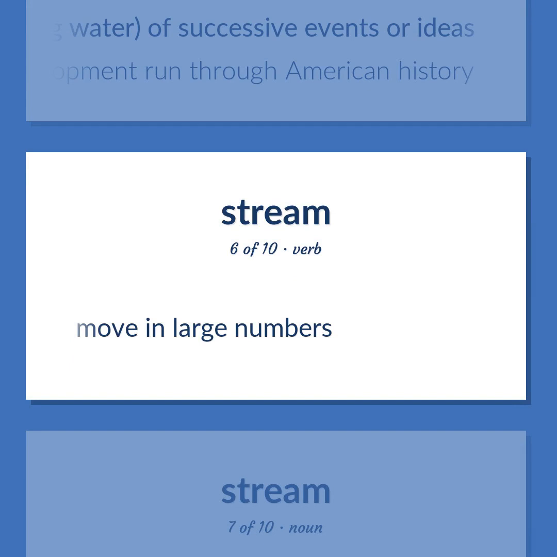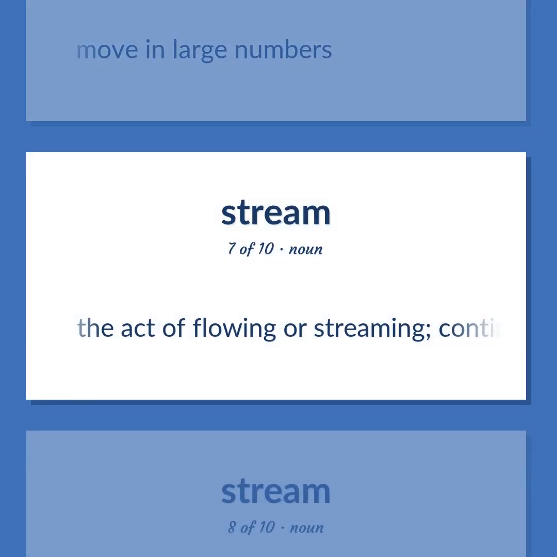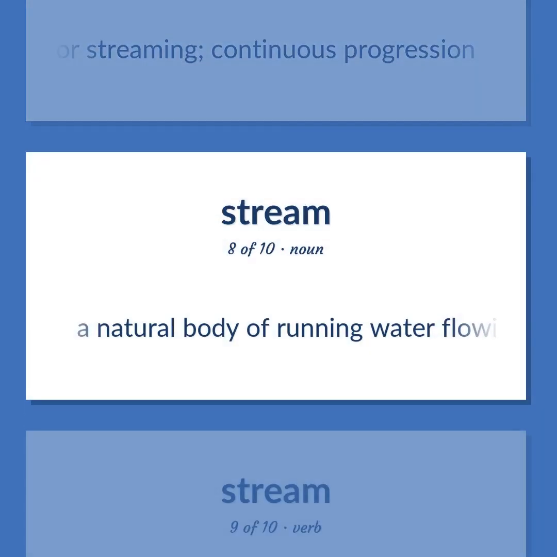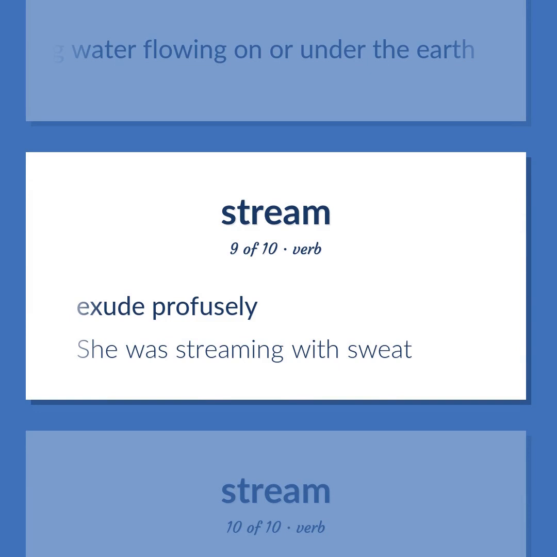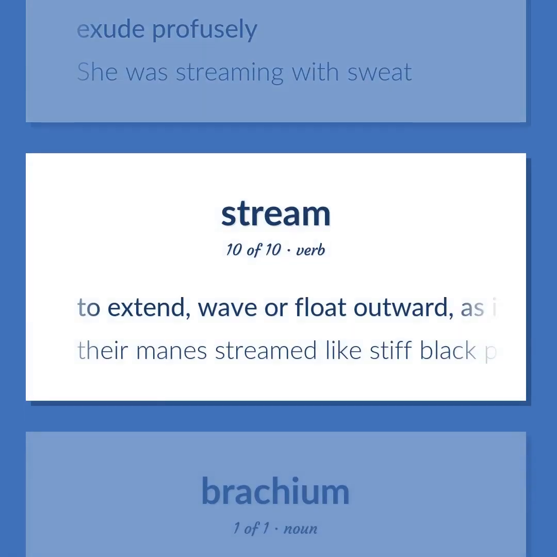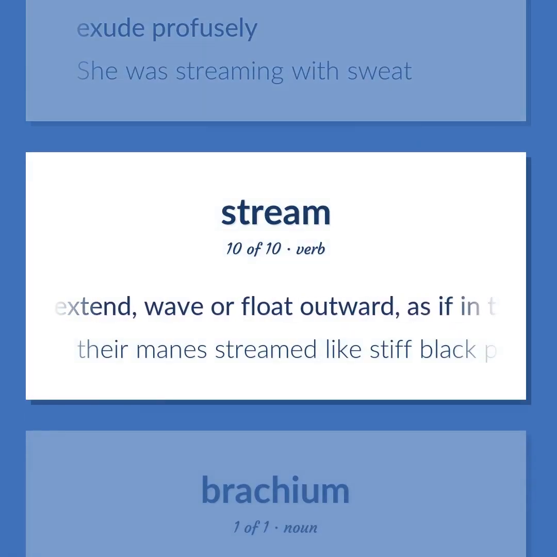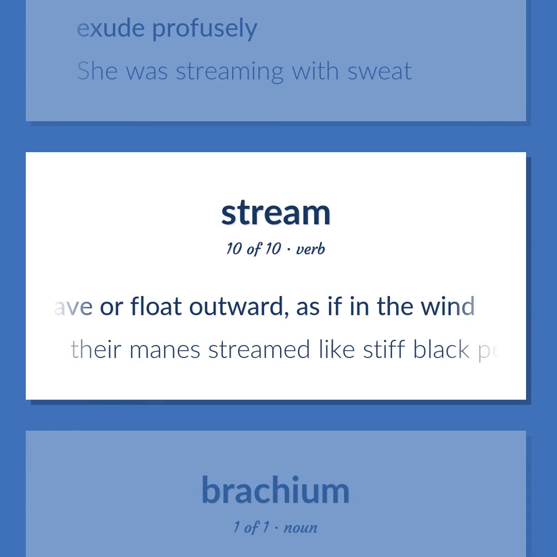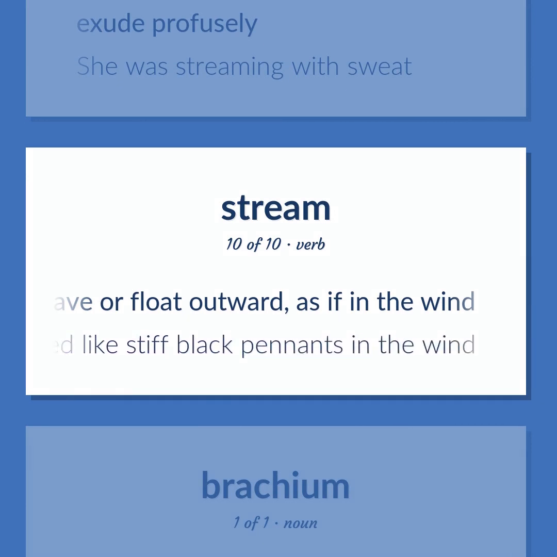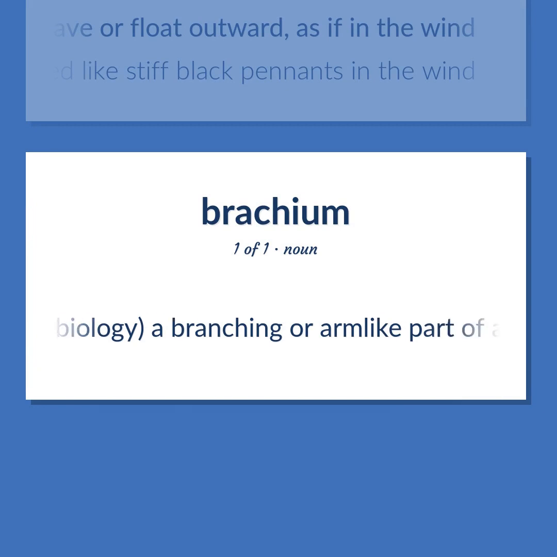Move in large numbers. The act of flowing or streaming, continuous progression. A natural body of running water flowing on or under the earth. Exude profusely. She was streaming with sweat. To extend, wave or float outward, as if in the wind. Their manes streamed like stiff black pennants in the wind. Biology, a branching or arm-like part of an animal.